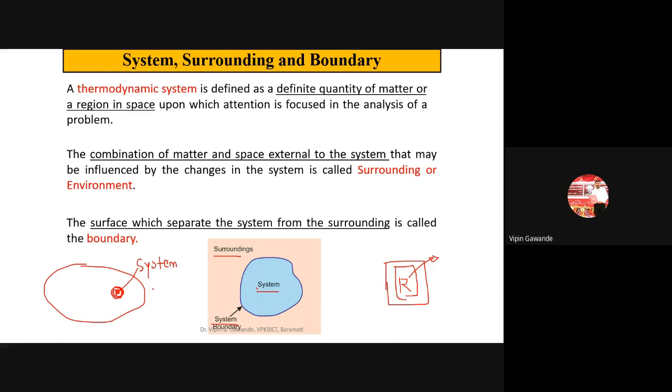Now everything which is outside the system, we call that the surrounding. Everything which is around me or around you, you call that the surrounding.